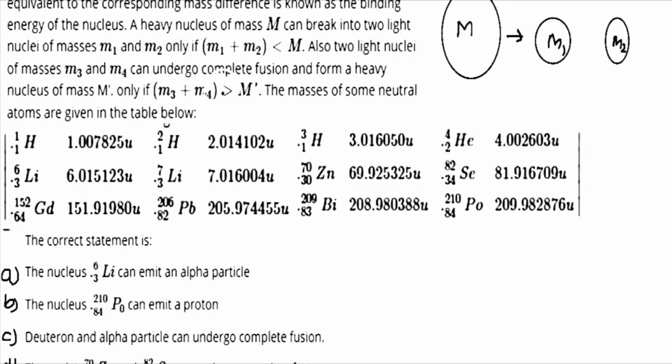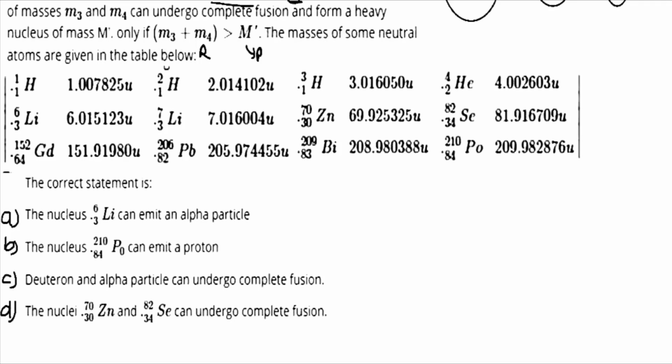Now what does it mean? It simply means that in the M1 plus M2 expression, these are the reactant, and this is the product, the product which is formed. And this is our reactant. Now in the second case also, M3 plus M4 are fusing, so these would be the reactant, and M is the final product which is formed.